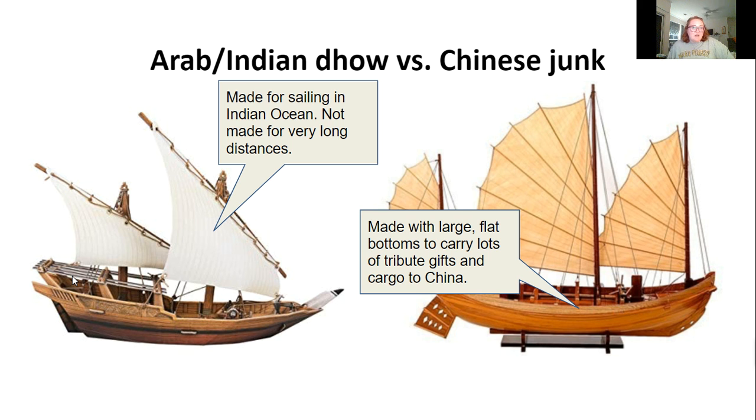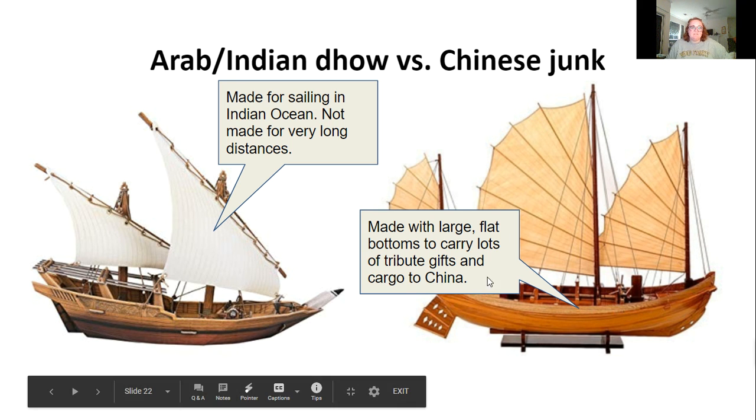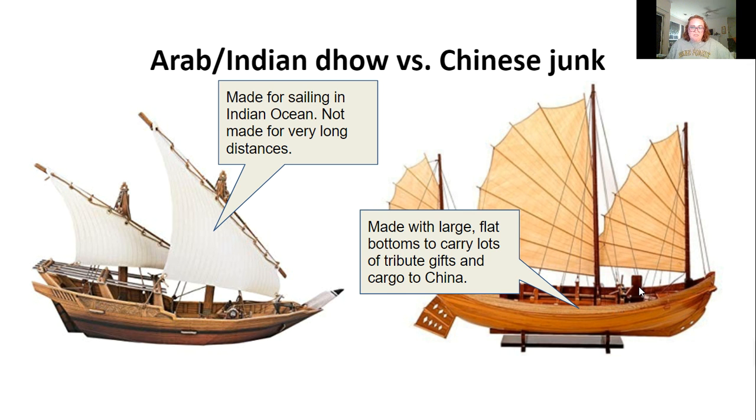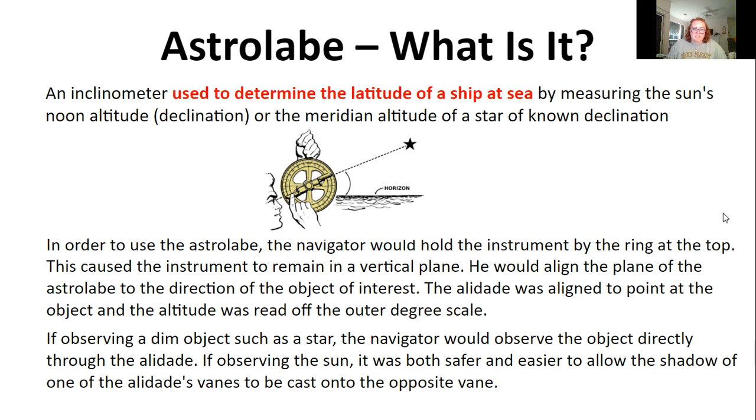You also saw the emergence of new ships. So you have the Arab Indian dhow, and then you have the Chinese junk. The dhows were made for sailing in the Indian Ocean, not for long distances, whereas the junks were made with large and flat bottoms that could carry lots of tribute gifts and cargo to China. We also looked at pictures showing that the Chinese junk was huge compared to the sailboats that were used by the Europeans to get to the Americas.